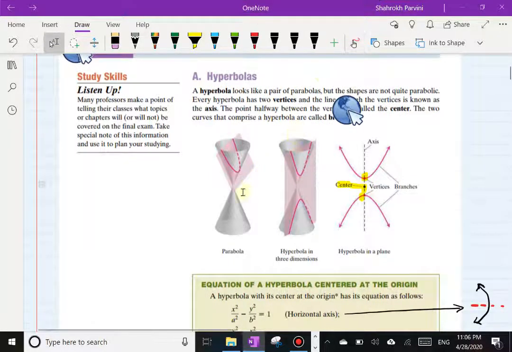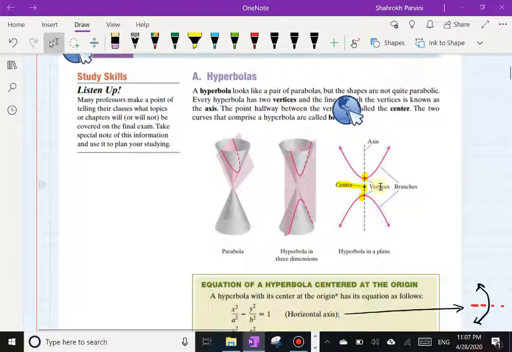We have a double nap cone, and if a flat surface crosses both naps of the double nap cone at an angle such that we create these two impressions, one on each nap of the cone, the upper and the lower nap, then the resulting sections are referred to as a hyperbola. So this would be the three-dimensional version of a hyperbola with impressions on the double nap cone, and this would be, of course, the projection of those branches onto the plane.